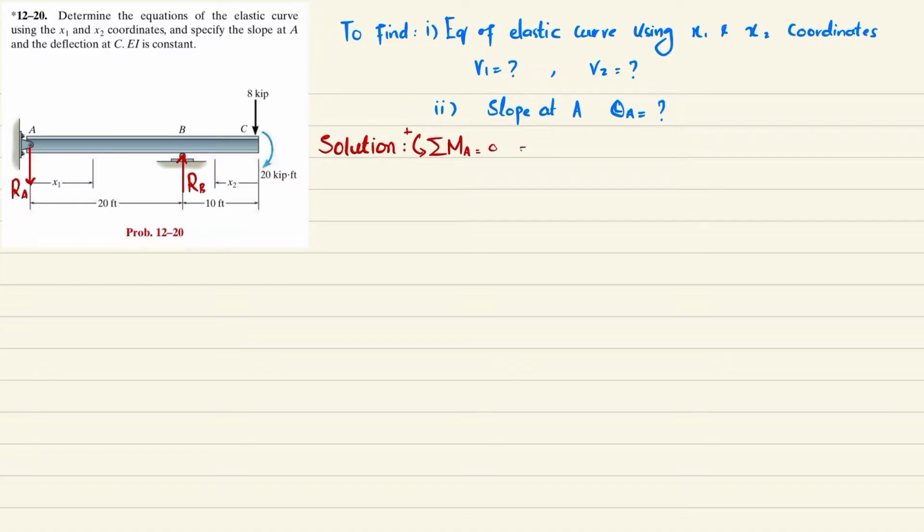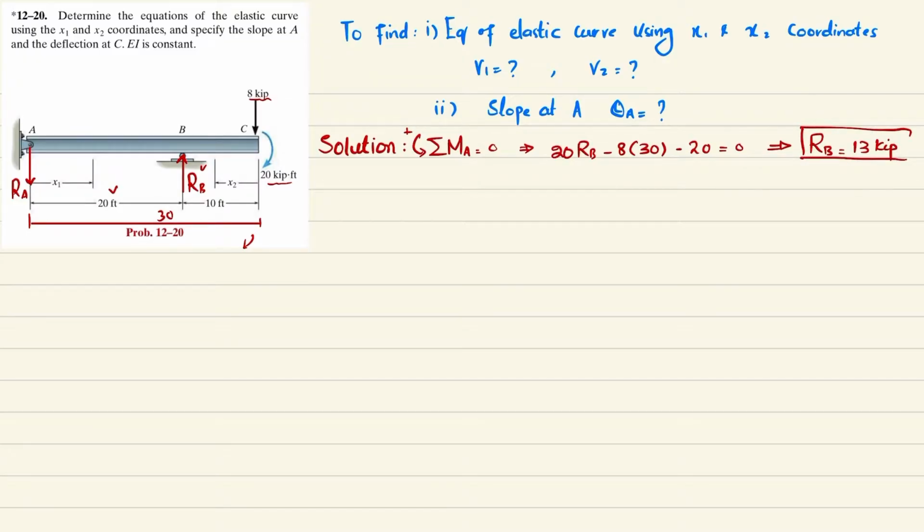So I will write 20 RB minus 8 times 30 minus 20 is equal to 0. I will repeat: RB times 20, that is counterclockwise, plus 8 times the total distance 30, that is clockwise, and this is clockwise, this sum is equal to 0. So when you solve this, you will get RB is equal to 13 kips.